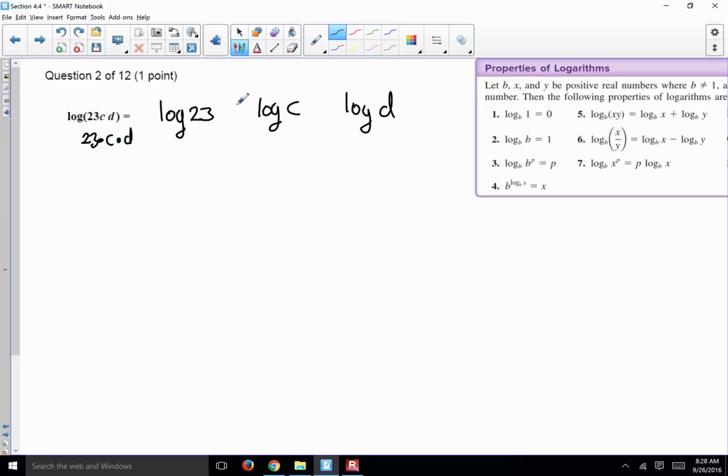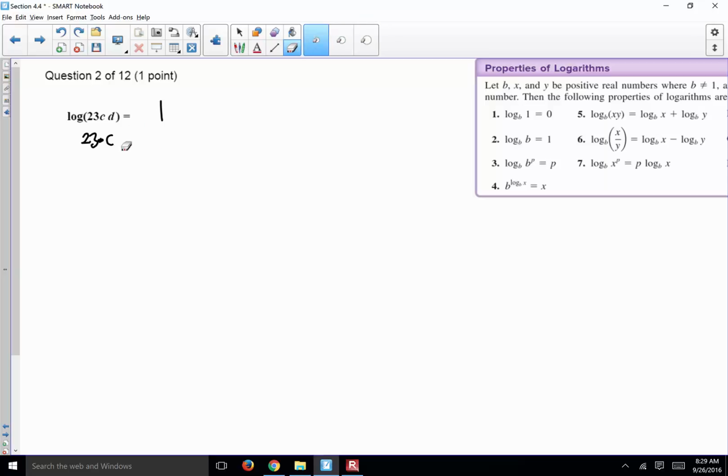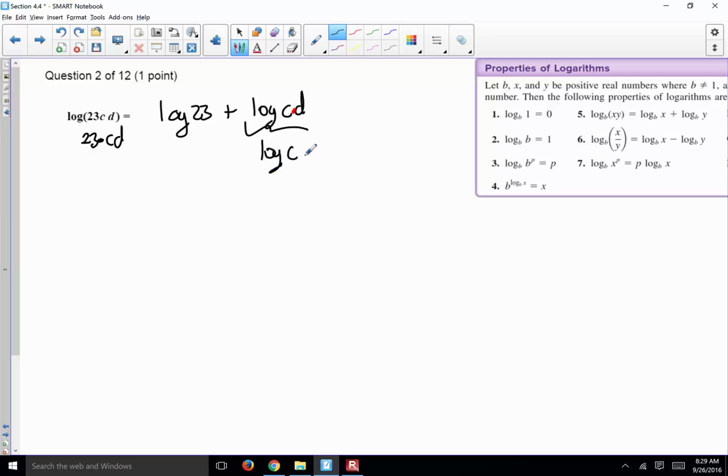If you see 2 products, you make 2 sums and separate it. Or some people take their time and they do 1 product at a time. They separate 23 and CD first, 1 product, 23, and then CD, and then they separate this product as logarithm C, logarithm D. Same way, same result. You do 1 at a time or do all 3 at once. Okay?